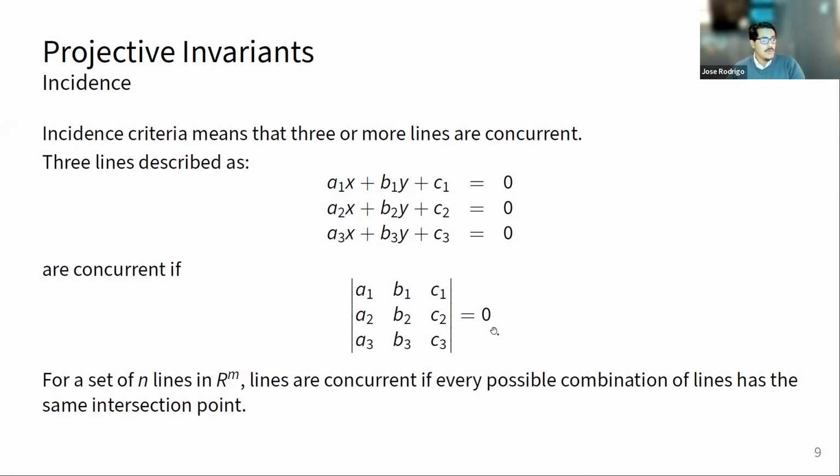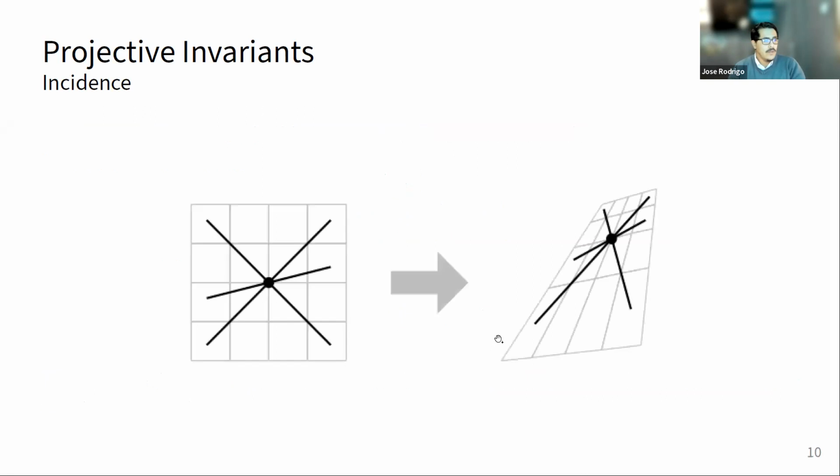A simple way to see it is that lines are concurrent if every possible combination of lines has exactly the same intersection point. Here's an example. We can see here that at least 3 lines are intersecting in the same point, that it's the middle of this plane. And after performing a projective transformation, these 3 lines still are intersecting in the same point. They are not having different points of intersection.